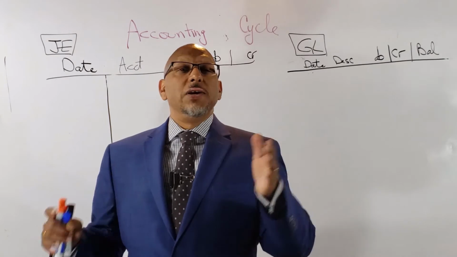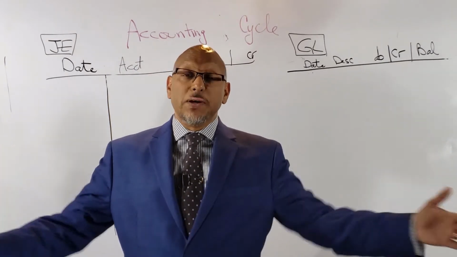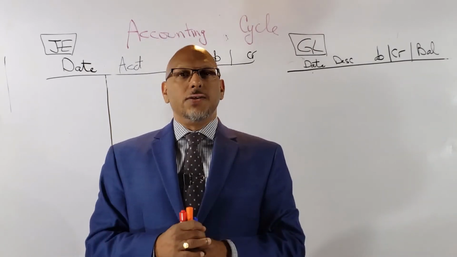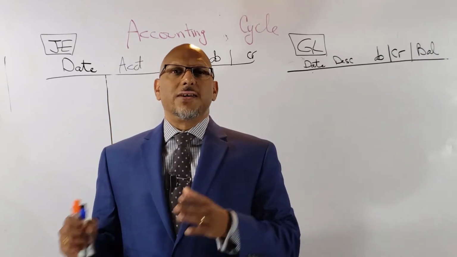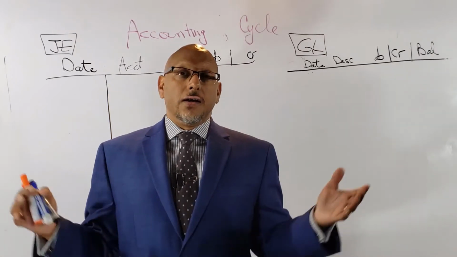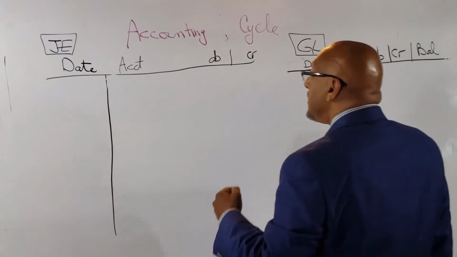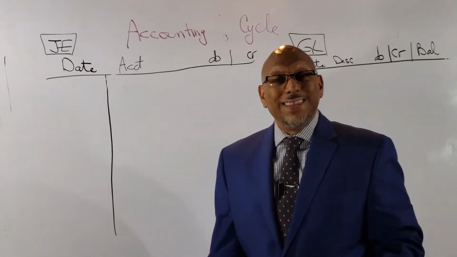So at each period, usually an accounting period is a month, whereas a fiscal period is 12 consecutive months. Typically, it's a calendar year, January to December, but some companies have a different start and end point for their fiscal year, which is, again, 12 consecutive months or 4 quarters. But we're going to talk about a typical month, and that's the cycle.